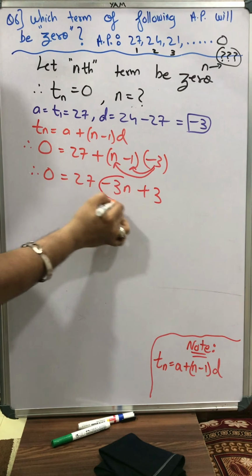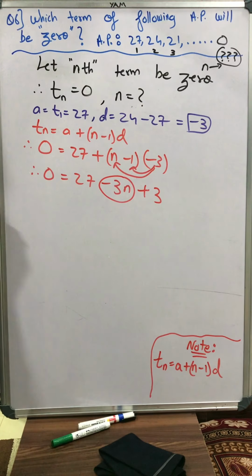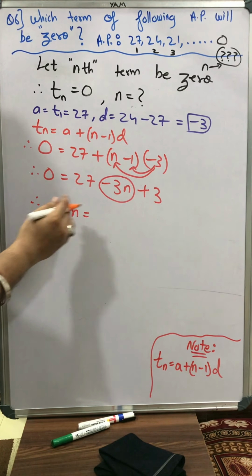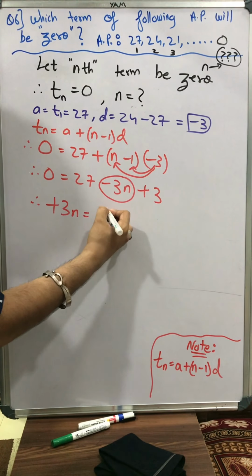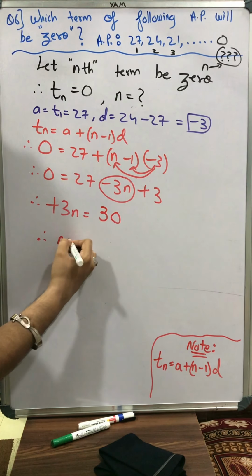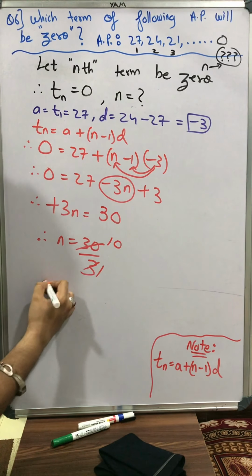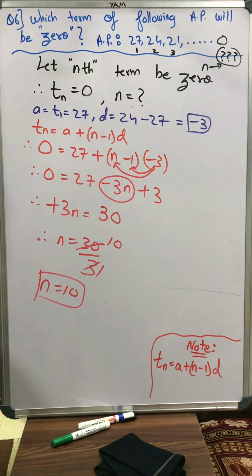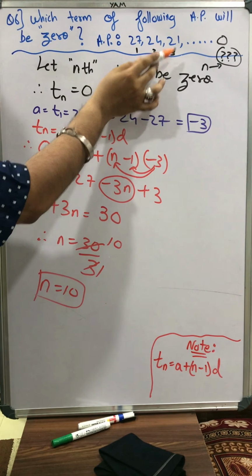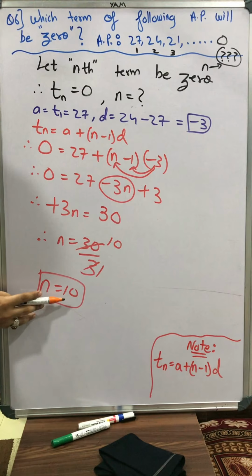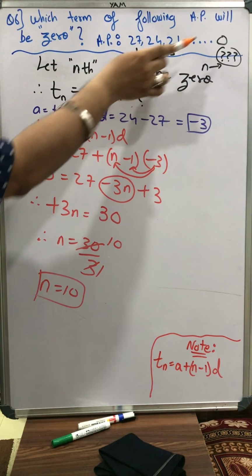Now I'll send this minus 3n to the left hand side, so it will become plus 3n. On the right hand side we have 27 plus 3, which comes to 30. Therefore n is equal to 30 upon 3. 3 tens are 30. So n is equal to 10. So the third position term is 21, the fourth position term will be something else, and the 10th position term will be 0.